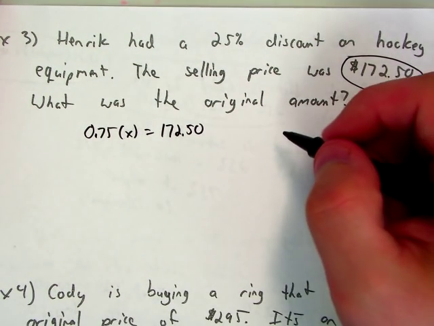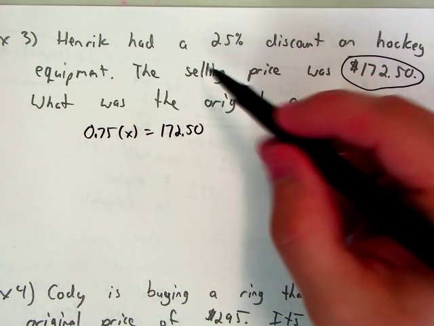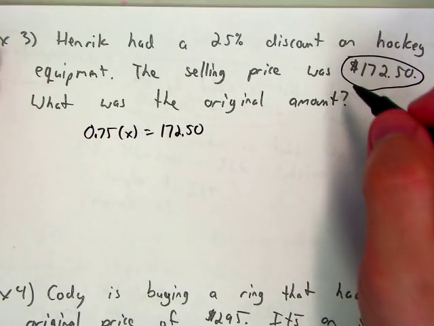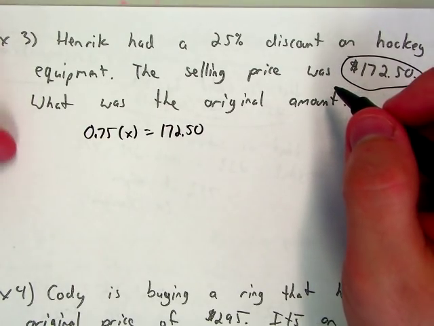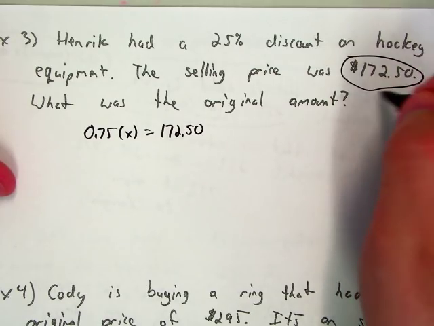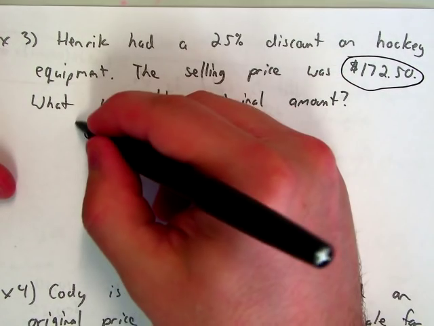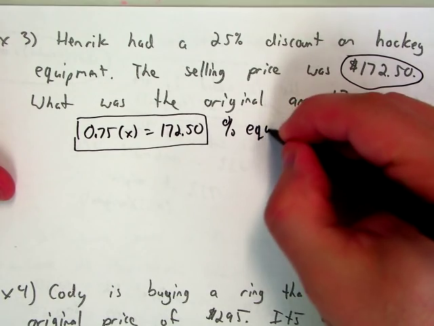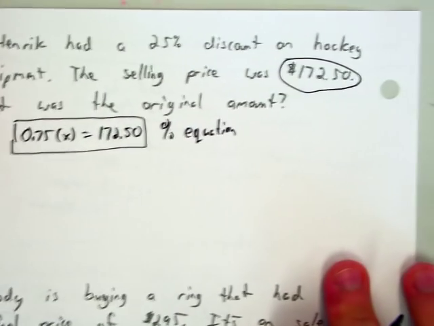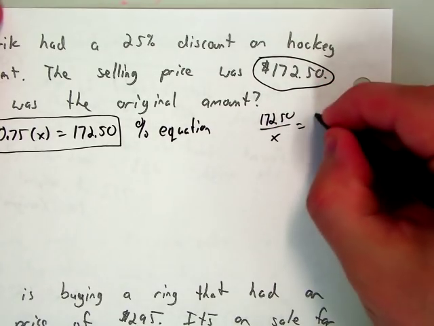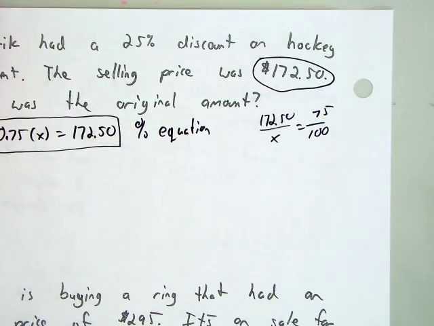Do not get confused and say, well, let's find out what 25% of this is and just add it back on. No, your answer will be close, but it'll not be the same. What you need to do is say 75% of the original is this selling price. This here is the percent equation. You can also use the percent proportion by saying 172.50 over what number is 75 over 100. Way back to lessons 1 and 3.